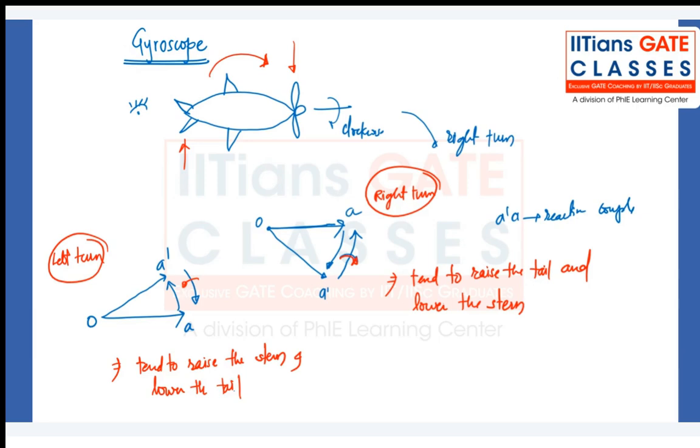Not stern, basically. Tend to rise the tail and lower the nose. Stern is something we use in the ship. So let's use the nose and the tail concept. So like this, you can solve the problems.